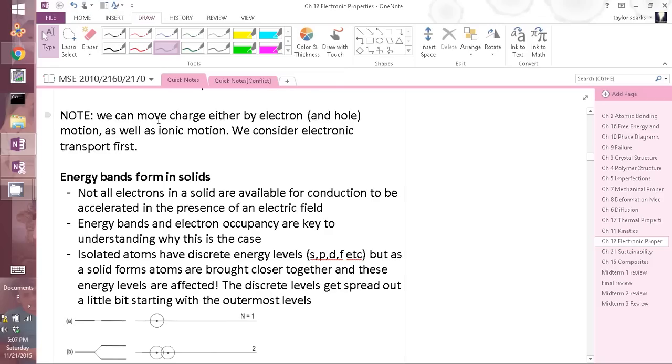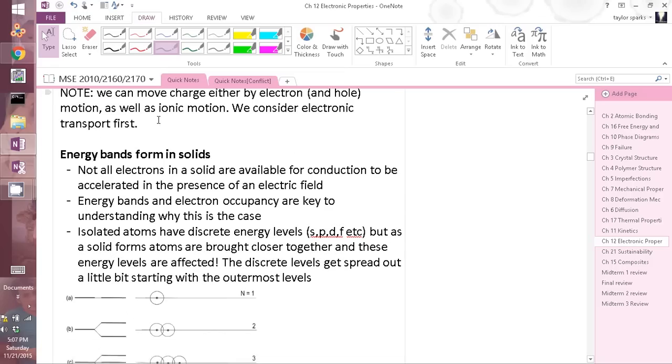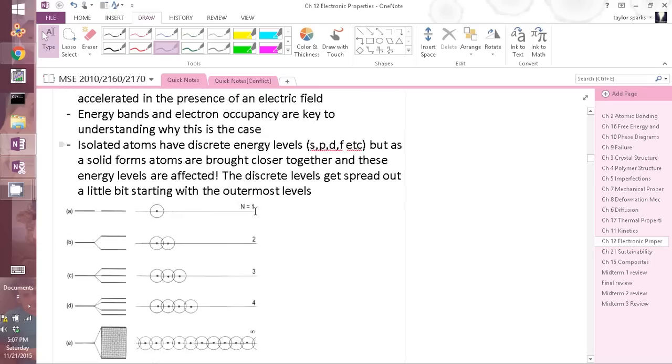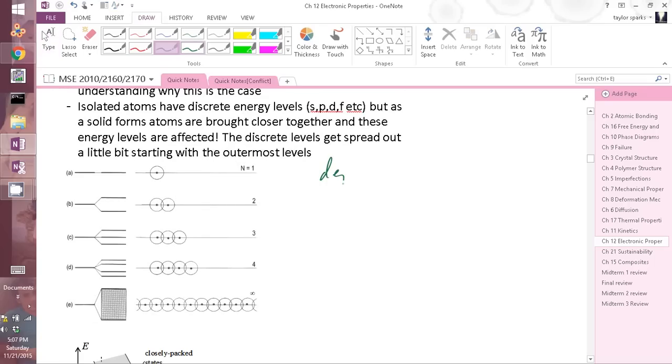And to do that, we really need to reintroduce the concept of bands that we talked about in our very first week of class. So we know that not all electrons in a solid are available for conduction, but rather it's the valence electrons, the ones that are furthest out. Those are the ones that are going to be involved in electrical transport. The ones deep inside the material are not going to be involved. Now, how do these outermost ones behave? It's going to depend on their local environment.